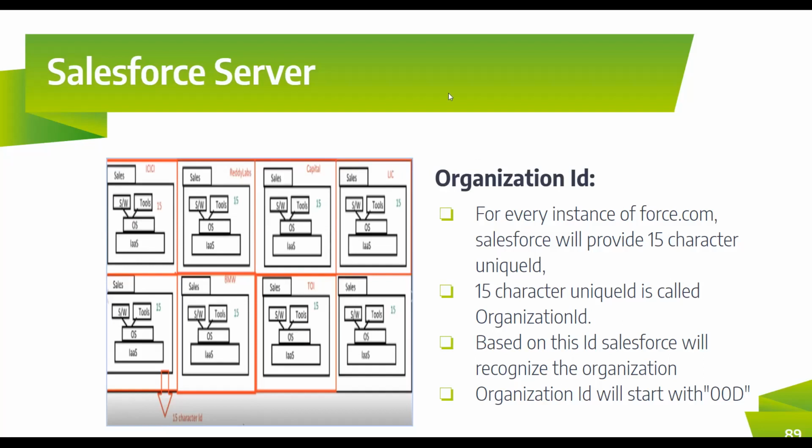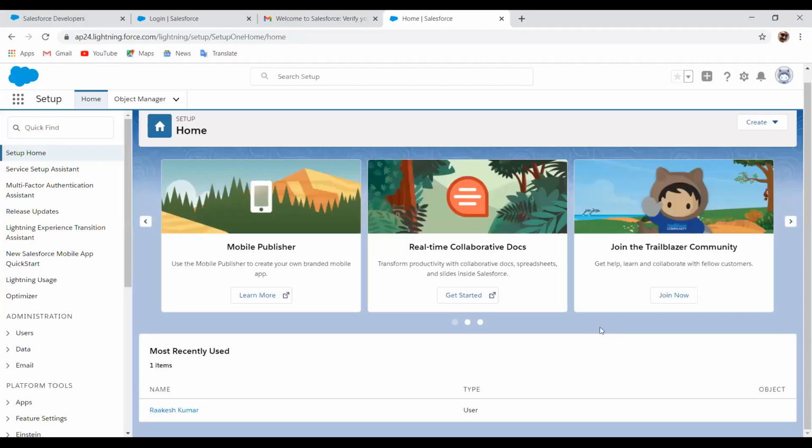Got it? So now again I'll go back to the production environment. I'll show you the organization ID here. As of now it is not showing. But when I go and select any object, on the top on the URL, at the right hand side at the end, you can see it will start with 00D. When we discuss the company profile, I'll tell you how the organization ID gets started, all these details. Just now, as of now, we come to know this.